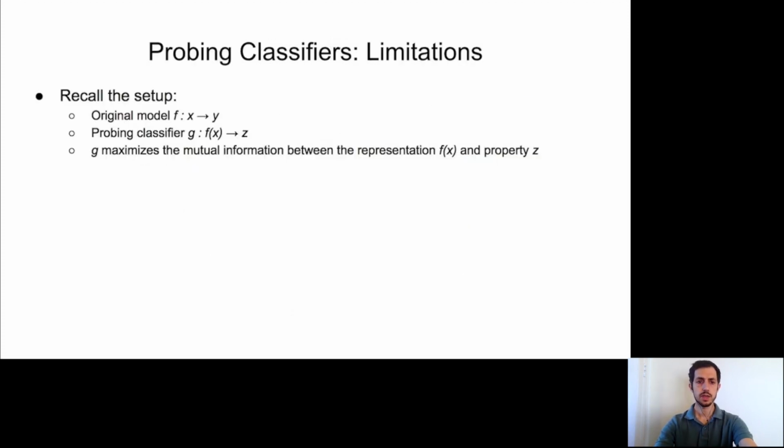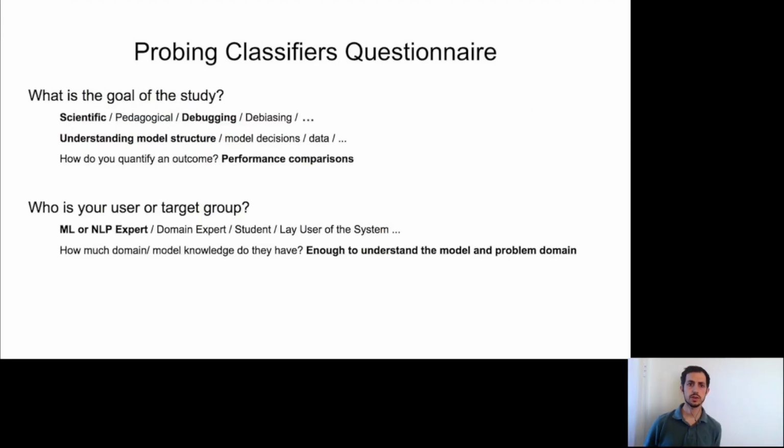Now, before I go to the limitations, let me just go back here and show our analysis questionnaire. It's useful to recall our analysis questionnaire and how that would be answered in the case of the probing classifier. So what is the goal of this study? The goal is primarily scientific, I would say, understanding a complex phenomenon, breaking it down, enlightening what's going on inside the complex models. But there are potentially other values, mainly a debugging value, and there have been some attempts at improving models based on insights from probing classifiers, more or less successful.